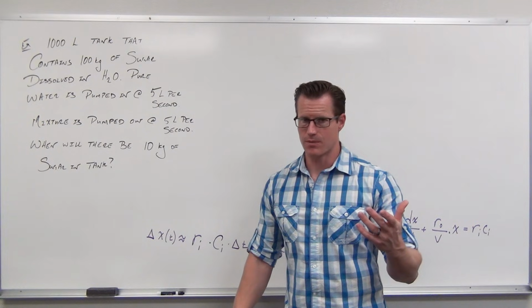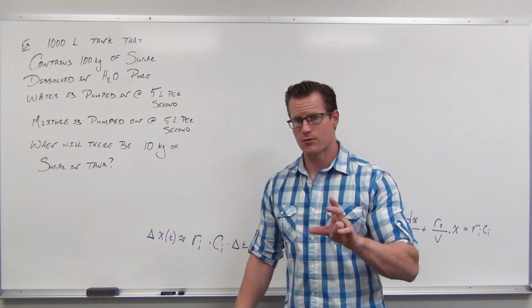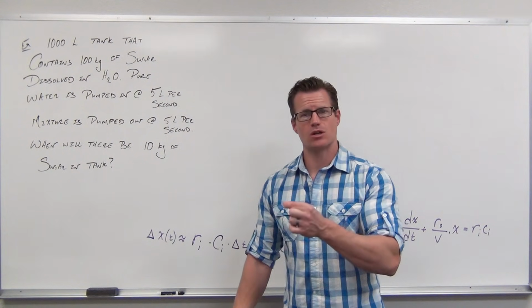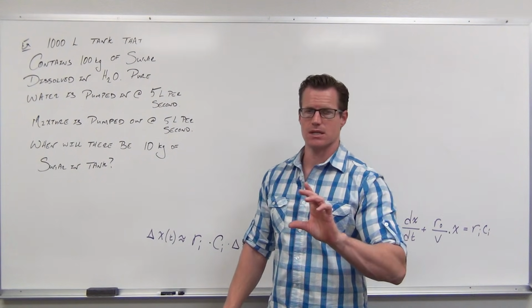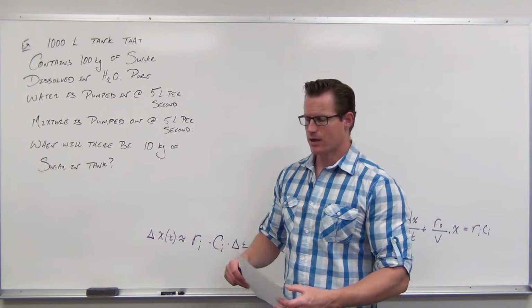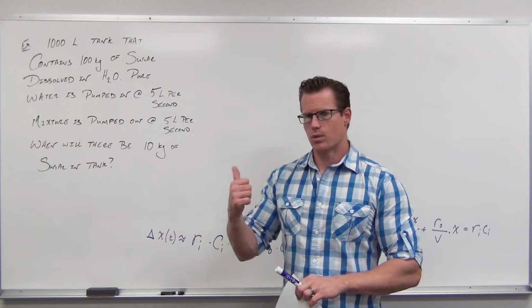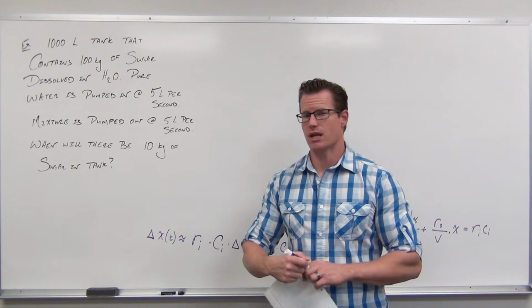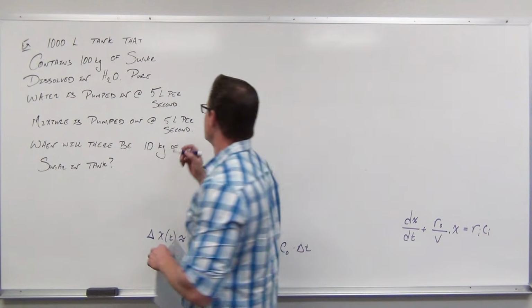So we want to find a formula. Again, suspense is not good for math. So we want to find a formula for the amount of sugar and set it equal to 10. Then we can solve for t, how long that's going to take. Let's start by identifying what our variables are. We need to know a rate in, a concentration in, a rate out, and something for the concentration out. So let's talk about the rate in.